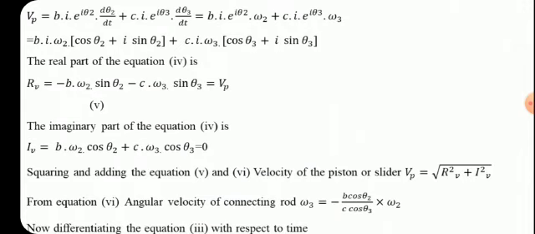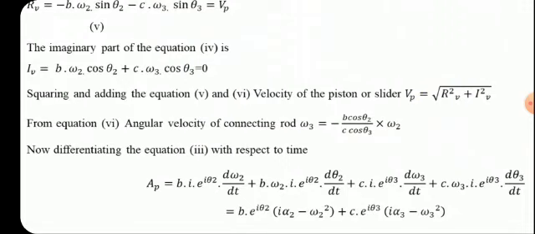By squaring and adding, the velocity of the piston or the slider Vp can be given by r square plus i square, meaning real part square plus imaginary part square. Therefore, we get equation number 6. From equation 6, the angular velocity of the connecting rod, omega 3, can be given by omega 3 is equal to minus b cos theta 2 divided by c cos theta 3 into omega 2.